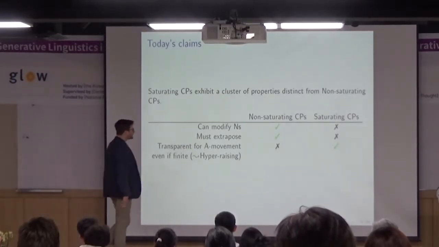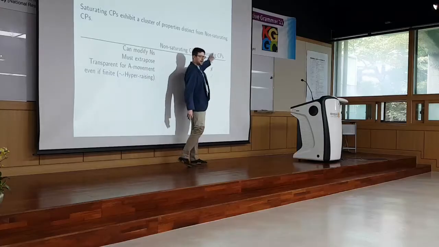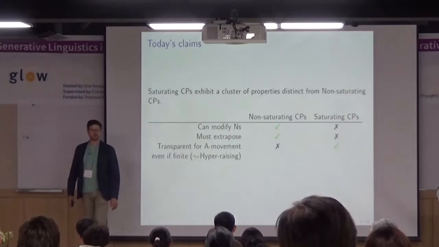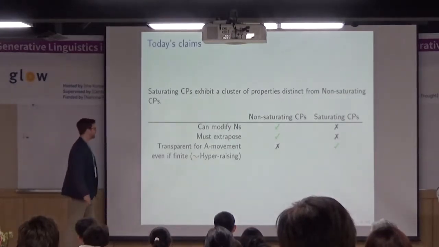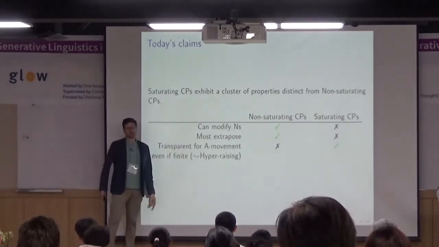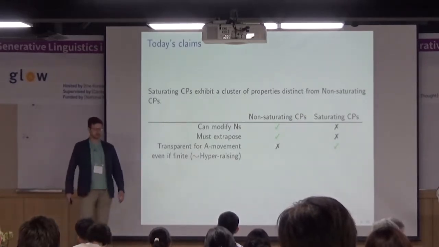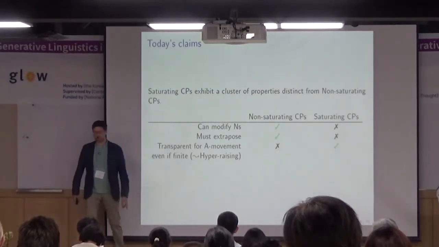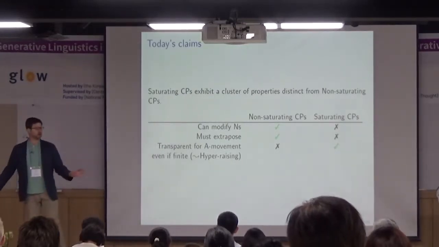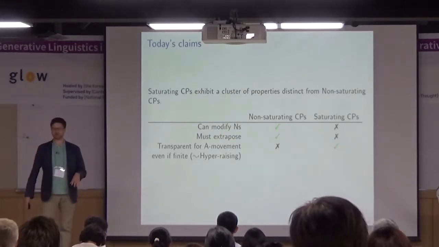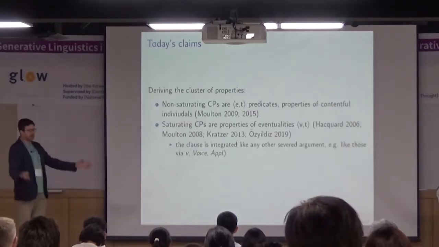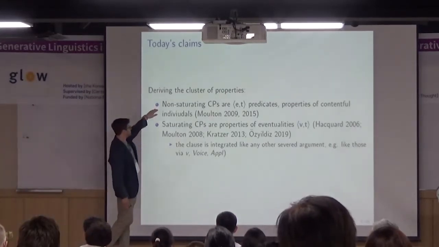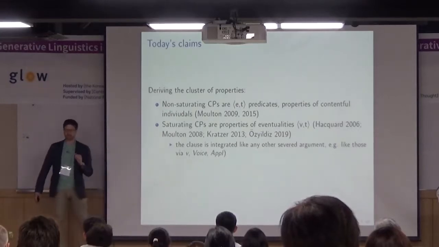But saturating CPs, be they finite or not, show the opposite cluster of behaviors. They don't like to modify nouns. They don't like to combine with nouns, as we'll see. They're perfectly happy to sit where they're born. They're nice, good old complements. And they tend to be transparent for movements, be they finite or not, that non-saturating CPs aren't. Okay, and I'm going to derive the cluster of properties by distinguishing non-saturating CPs in their semantic type from saturating CPs.